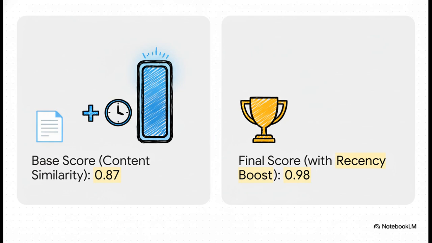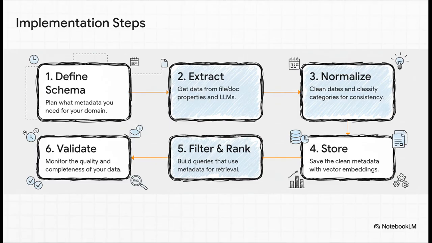So how does this actually work in practice? Well, take a look. A document might have a really good base score from its content similarity, right? But then we can apply a recency boost that nudges its final score even higher, making it surface above older, maybe less relevant information. So, to bring it all home, here's a practical 6-step checklist to guide you through this whole process. Following these steps will take you all the way from the initial planning stage to deploying a really sophisticated, metadata-aware ranking system that truly understands your data.